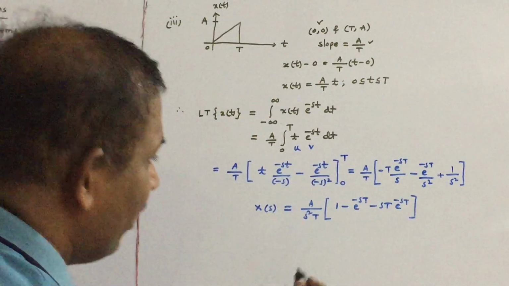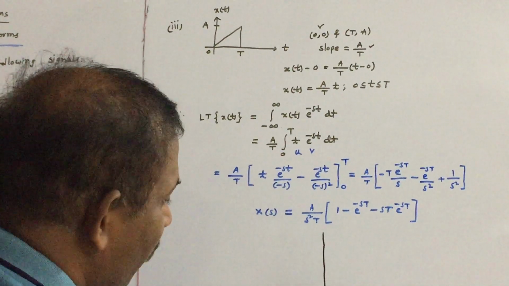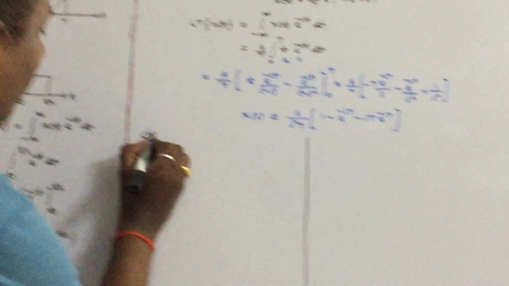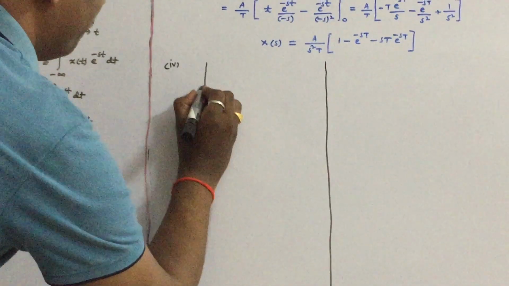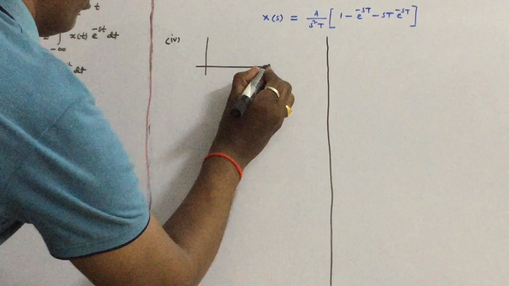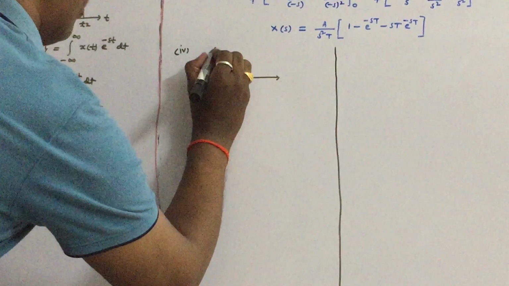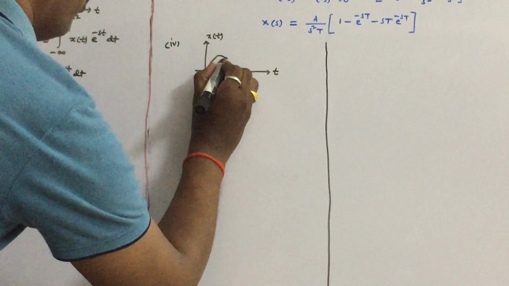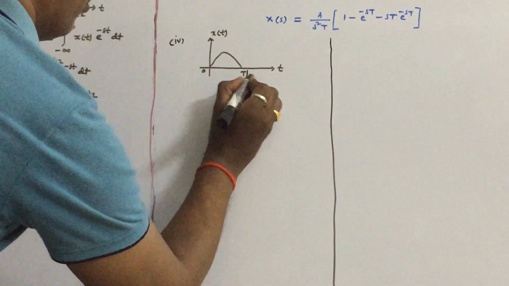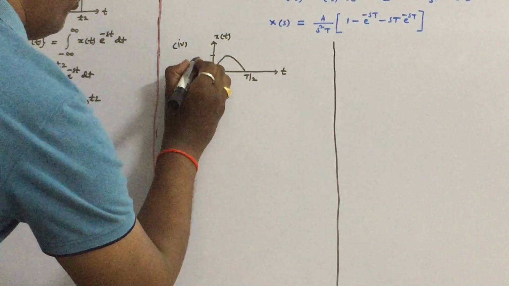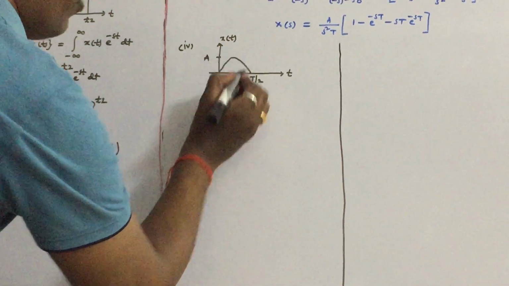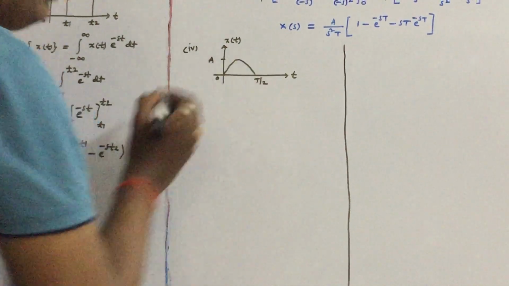So let us find out the Laplace transform of the last problem. What is the given waveform? The given waveform here is a sine pulse, of duration 0 to T by 2 and amplitude A. First let us find out what is the equation of this sine pulse.